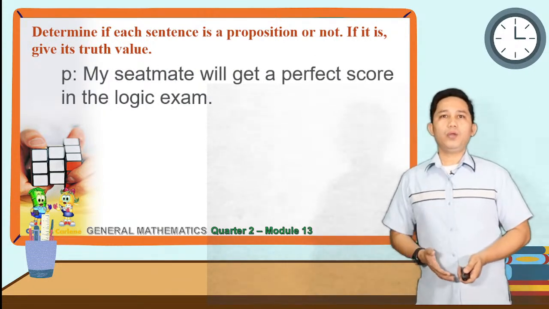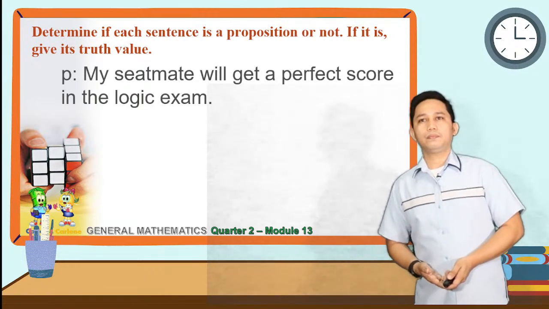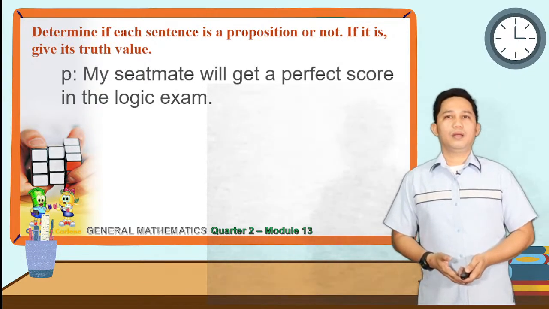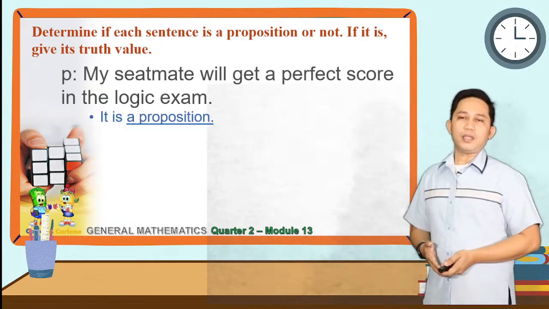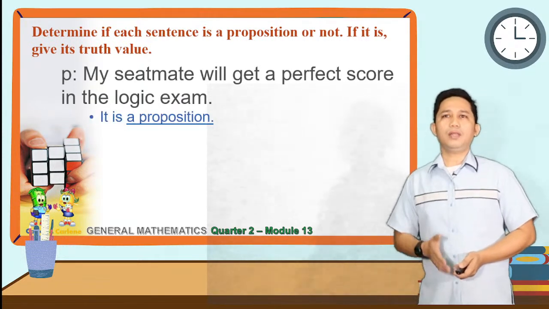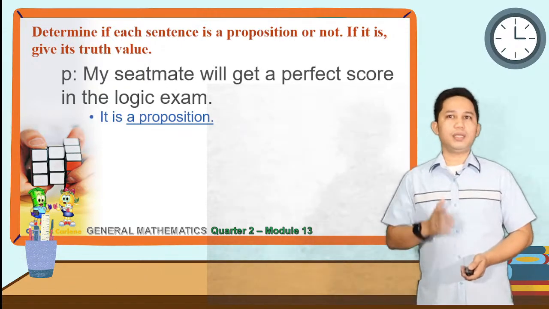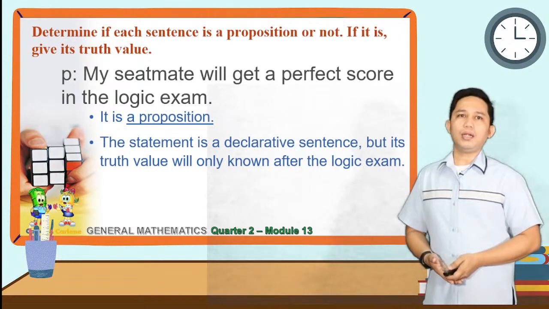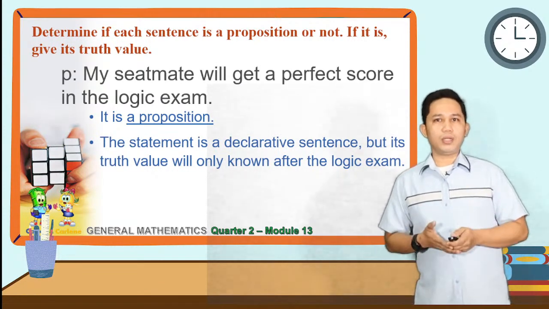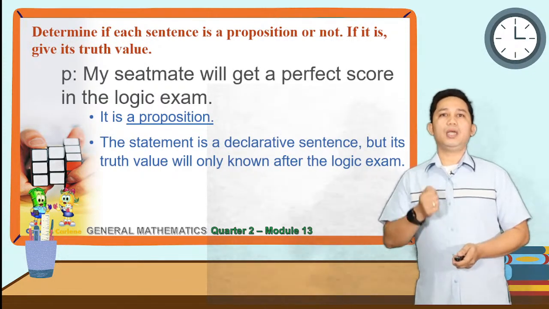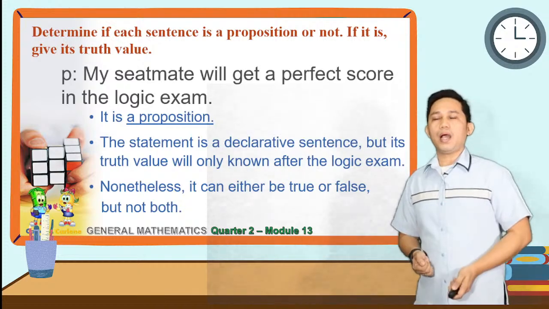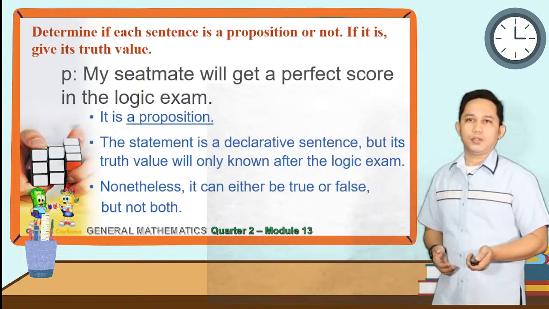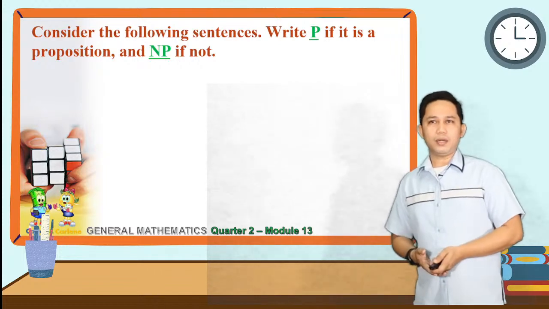Next, my seatmate will get a perfect score in the logic exam. Is it a proposition or not a proposition? Okay, very good. So, it is a proposition. Now, will you illustrate the truth value of this sentence if you said that it is a proposition? Yes. Aside from being a declarative sentence, the truth value of this one will only be known after the logic exam. Nonetheless, it can be either true or false, but not both.